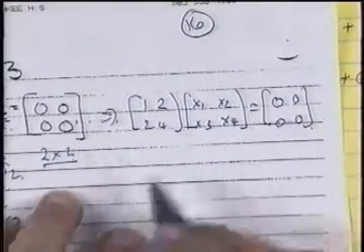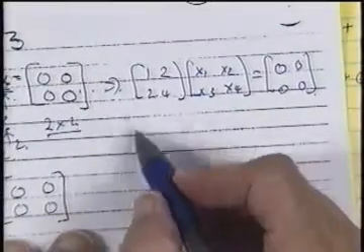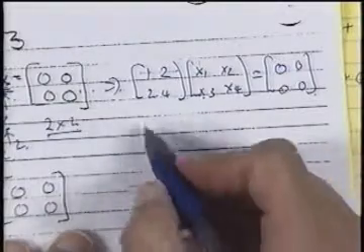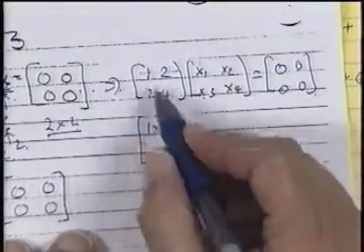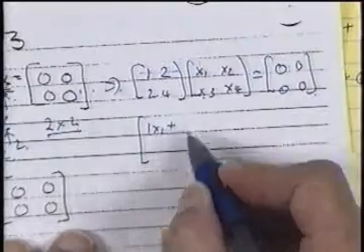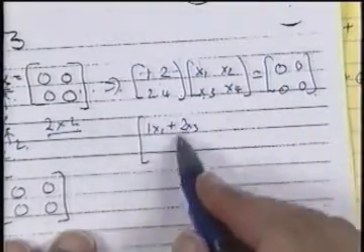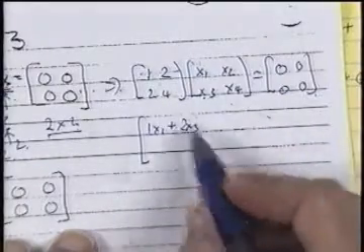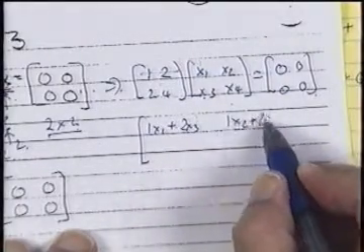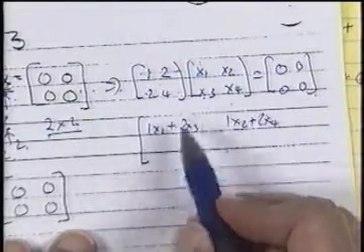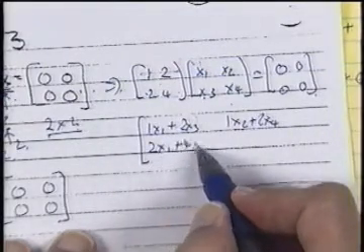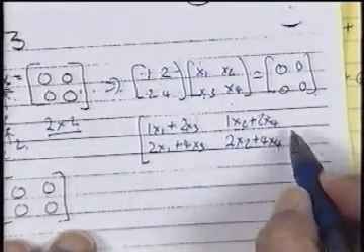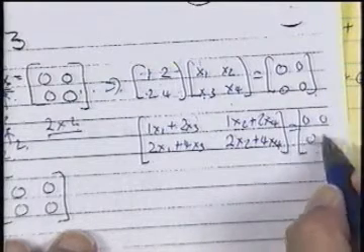If you write it out the long way, let's actually do the multiplication. We'll do this and this, multiply those two together. So that's 1x1 plus 2x3, that times that gives you the first part. Then we take this times this to give the second part, so it's 1 times x2 plus 2x4. Then this times this gives 2x1 plus 4x3, and this times this gives 2x2 plus 4x4. And that has to equal 0, 0, 0, 0, like that.